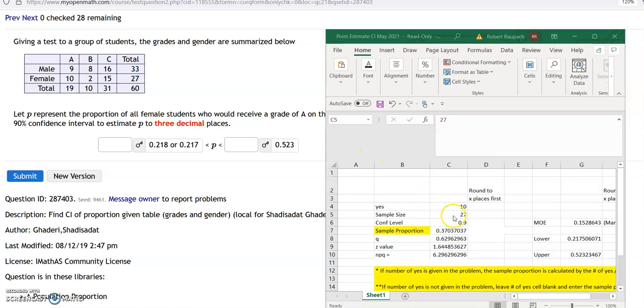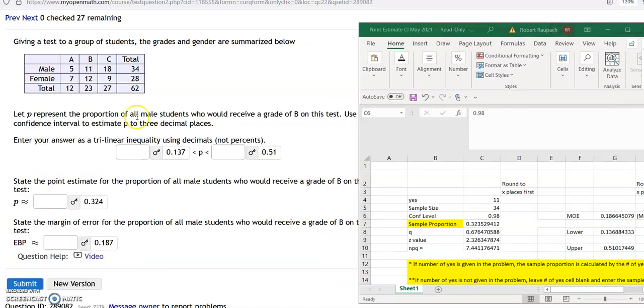So basically all you're looking for is the female students that got A's. So 10 students got A's out of 27 females, and there's your sample proportion and your margin of error. So your lower is 0.218, and your upper is 0.523. So they took your sample proportion, added the margin of error to get this, took the sample proportion, subtracted the margin of error to get that.